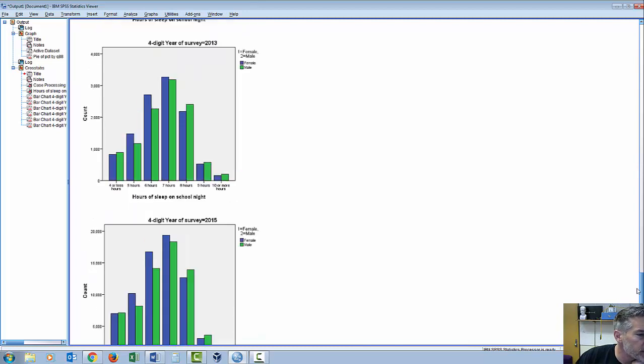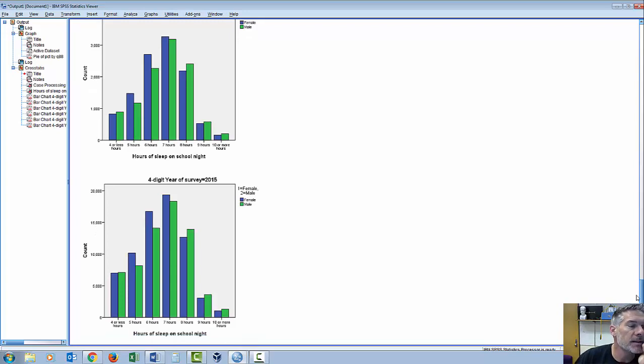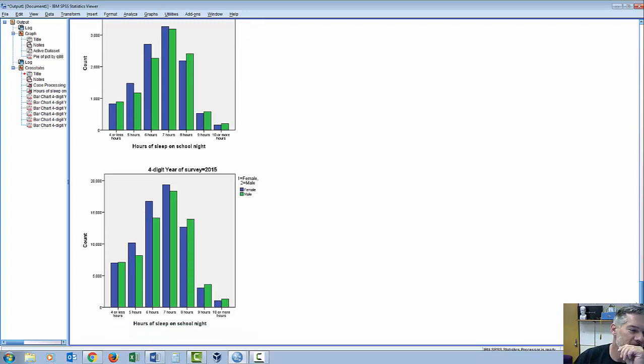So the cool thing is, look at 2013. Do we see the same thing? Yeah, same thing. But look at the bars. We'll get to that next. So, based on looking at this, we have made an observation that females tend to sleep less than males. So far, so good. So, why?